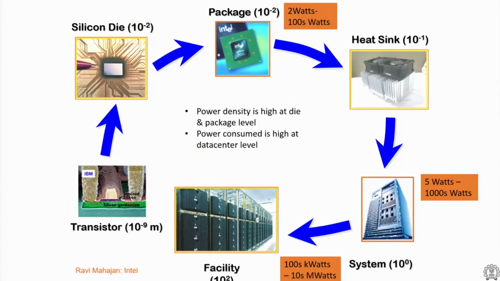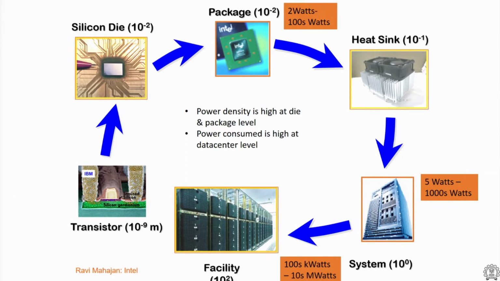So let me give you a simple perspective. The dimension of a transistor is on the order of 10 to the power minus 9 meters, a nanometer or less than a nanometer. Current-day transistor technologies shipping in the market have a minimum feature size on the order of 10 nanometers or 7 nanometers, and these transistors are integrated into what is called a silicon die, and that die size is typically on the order of a centimeter or so.